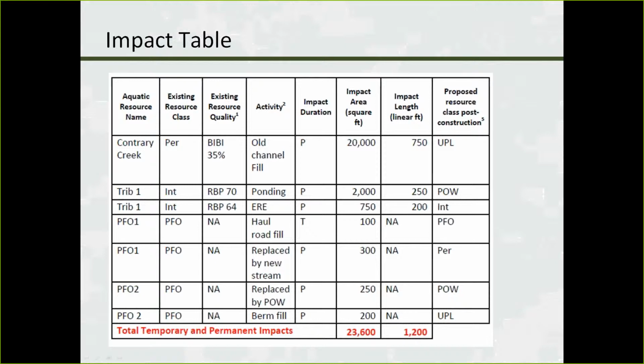Next, we need to quantify our impacts. Remember that to qualify for this RGP, our impacts cannot exceed 1 acre or 2,000 linear feet of waters of the U.S. It looks like our Contrary Creek example meets this threshold.